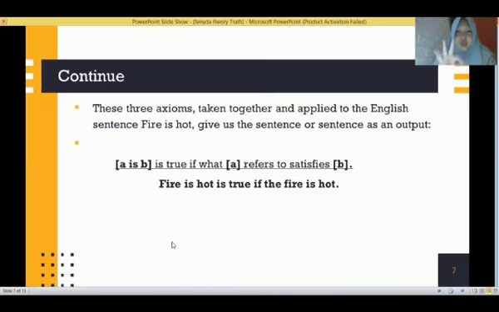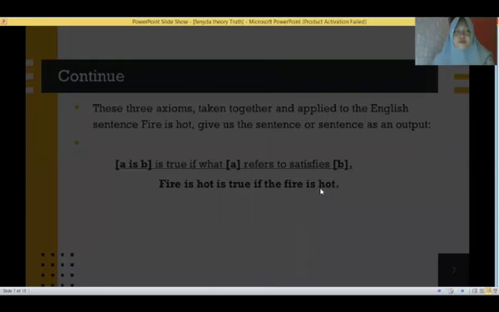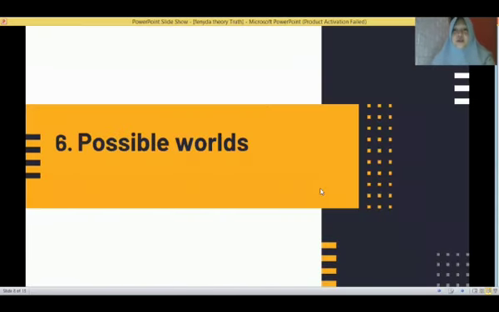Next, these three axioms taken together and applied to the English sentence fire is hot give us a sentence as an output: A is B is true if what A refers to satisfies B. So fire is hot is true if the fire is really hot.